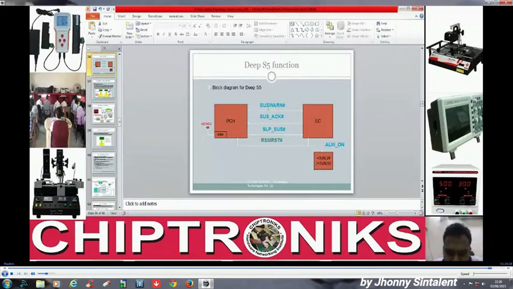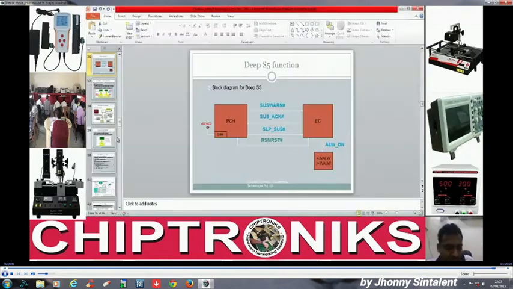So there's a difference in boards implementing DPS5. In those kinds of boards we have to check these signals: sus warn, sus underscore ACK, and SLP underscore sus. If these three signals are also not coming, then your IO controller won't generate S5 underscore on. This is the case where the notebook motherboard has implemented DPS5, and we'll use this concept in our next class.